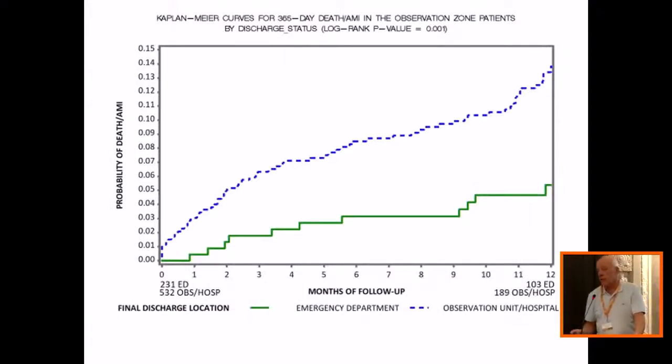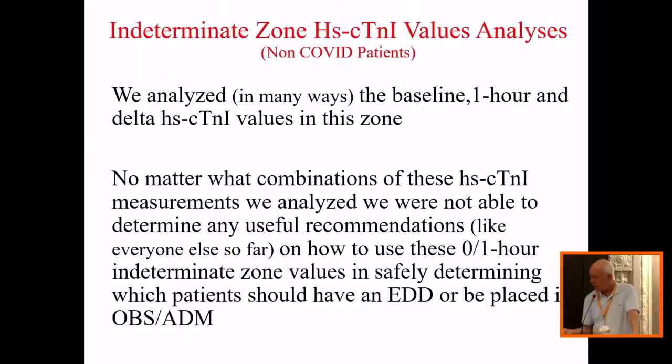If you look at this over a year, it's a sick patient population if you have all these comorbidities. And over a year, you're generally not going to do well in the ones that were put into OBS as opposed to the ones that we sent home. But both of them have some significant poor outcomes.